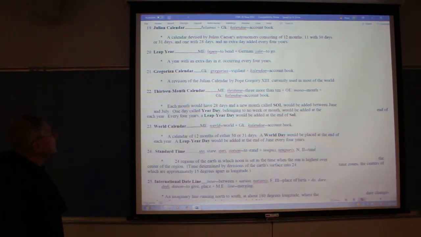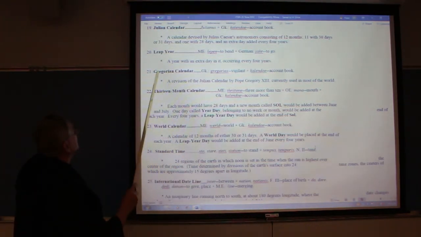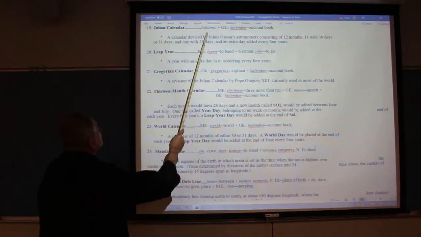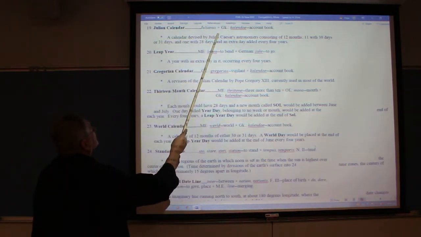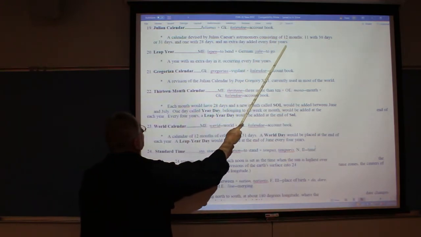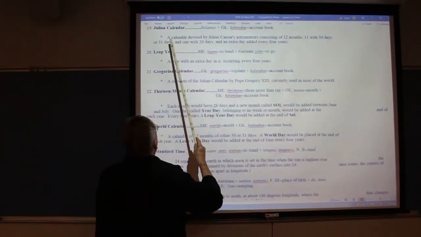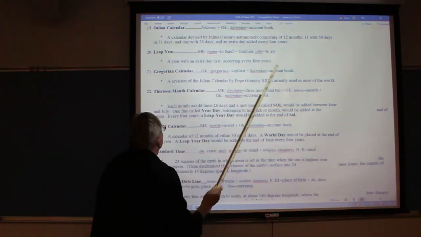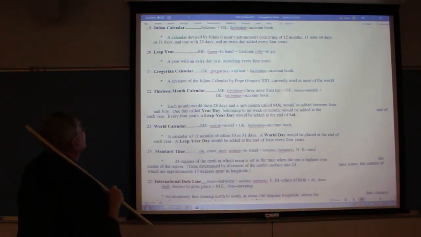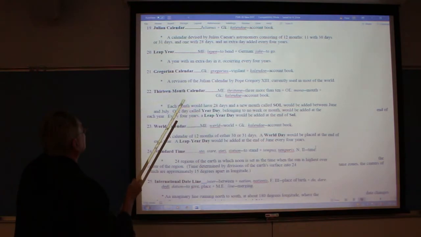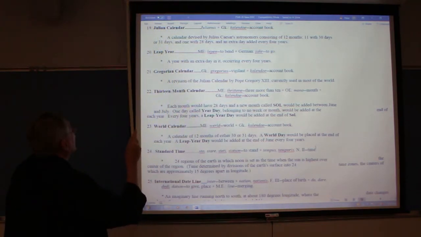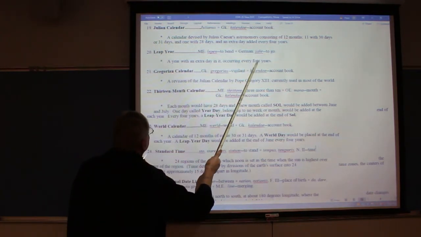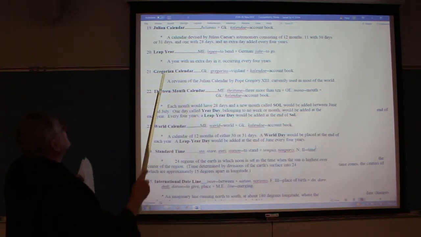The Julian calendar is the one we're still following today with the modification of Pope Gregory the Great. So the Julian calendar, from Julius Caesar, way back, a calendar devised by Julius Caesar's astronomers, consisted of 12 months, 11 with 30 or 31 days, and one with 28 days, and the extra day added every 4 years. Well, they didn't do that. We have to add that extra day, and that's what the Gregorian calendar was now. And it still didn't come out right, a year with an extra day occurring every 4 years, except divided by an even number. So what happened?